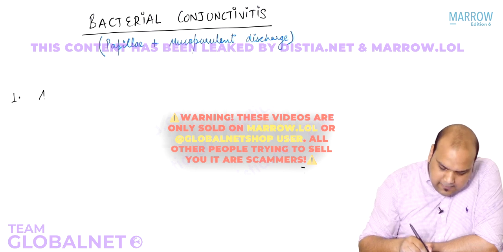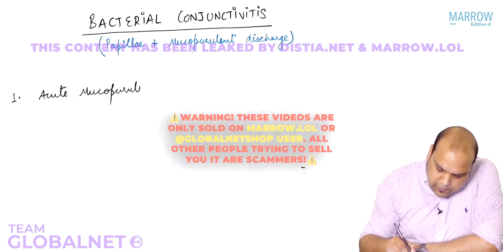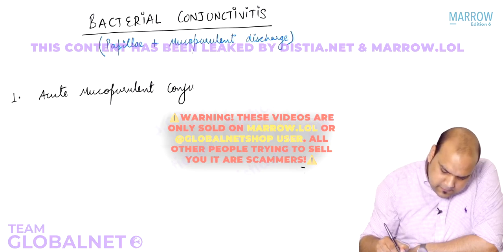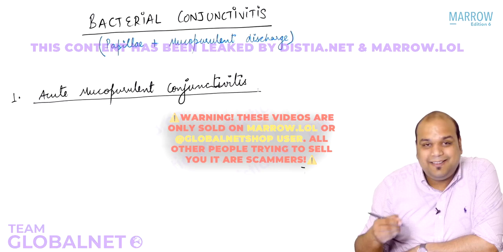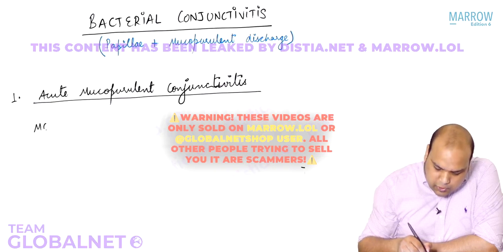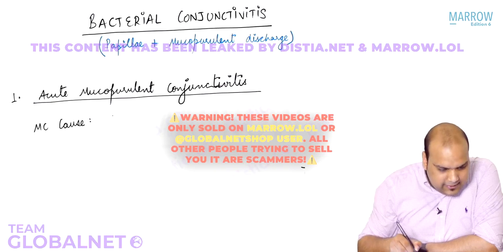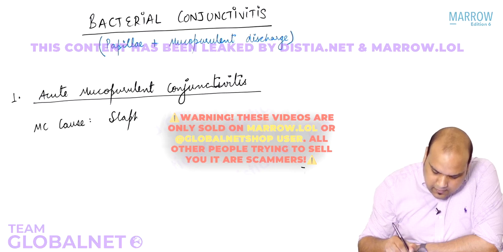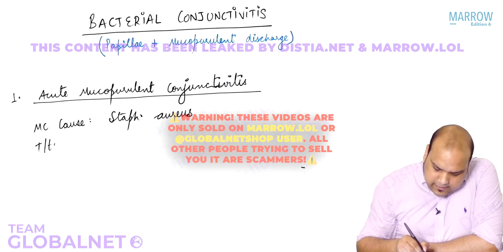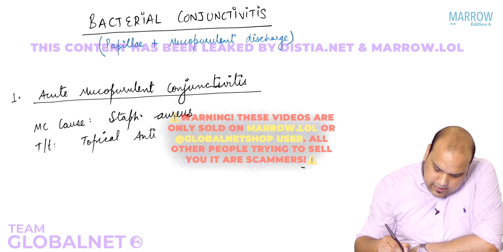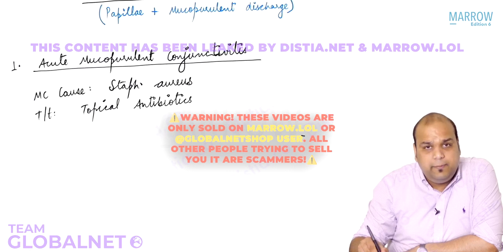The first type I am writing is simply known as acute mucopurulent conjunctivitis. No specific feature, guys. The only specific thing is you need to know the most common bacteria associated, and that is our favorite bacteria, Staphylococcus aureus. And the treatment is simply topical antibiotics. Okay, everybody clear about this?